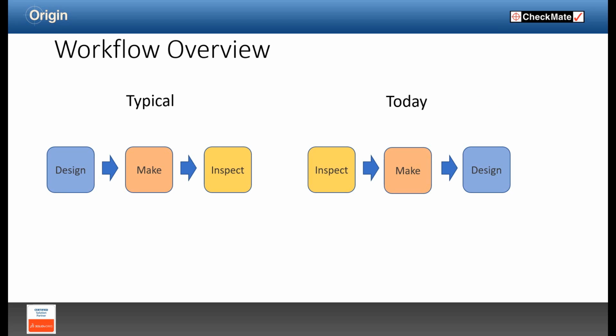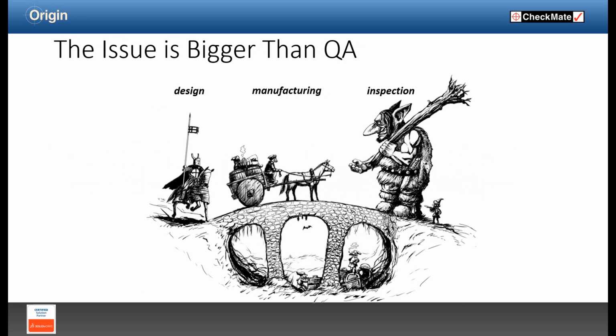Second, let's consider the workflow. People tend to think of this as a one-way flow from design downstream through manufacturing to inspection. Today, though, we're flipping the script and we're starting with inspection and working upstream through manufacturing to design. The reason that we did this is that dimensional problems tend to get blamed on QA. And while at times parts can't ship because QA is struggling to keep up, there are also times that dimensional problems that QA discovers originated someplace else.